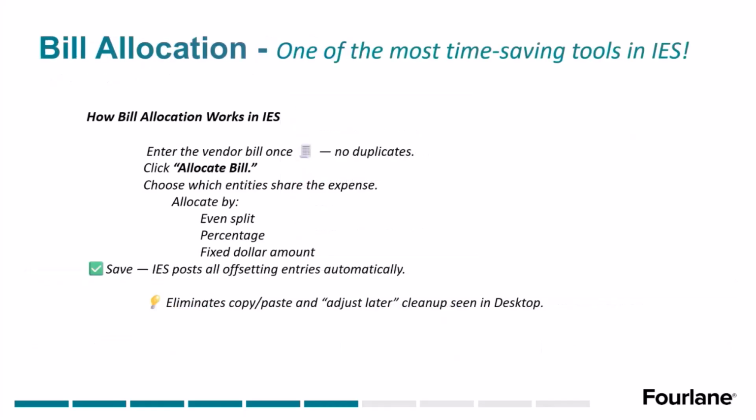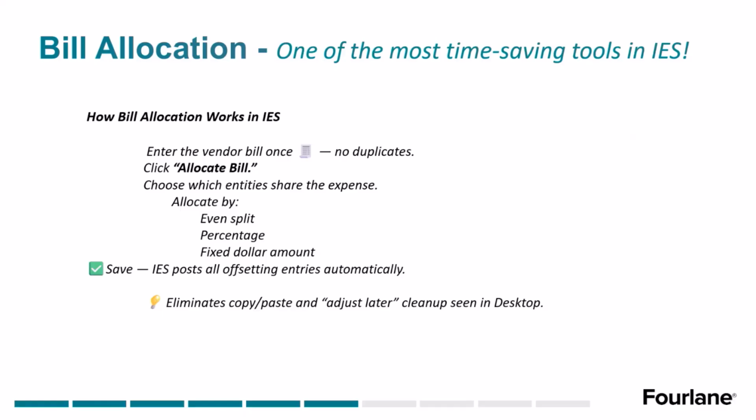Now, next, we're going to go into one of the most time-saving features in IES, the bill allocation across entities. So instead of entering the same vendor bill multiple times, you just enter it once, then click Allocate Bill. From there, you simply choose which entities will share the expense and define how much each company should take. You can allocate it evenly, by percentage, or by fixed dollar amount, whatever makes sense for that expense. When you click Save, IES automatically creates and posts the corresponding entries across all linked entities.